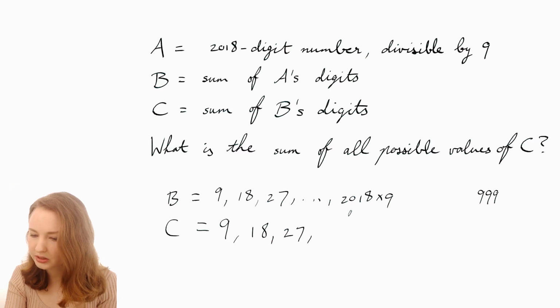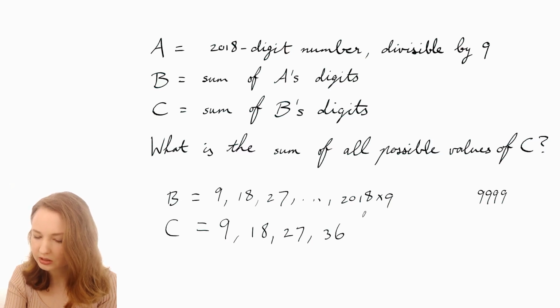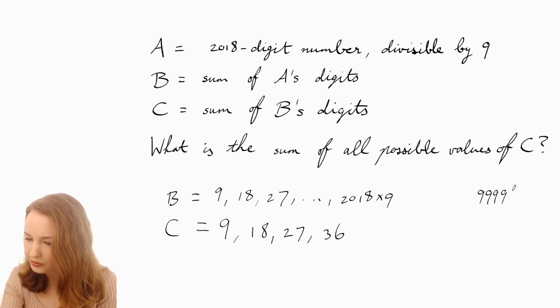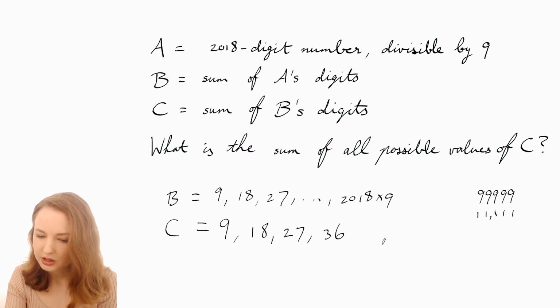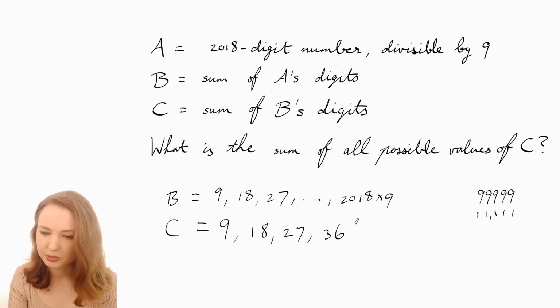Let's think about 36. So that would require something like 9999, which is 1111 times 9. So that's okay, that's still within that range. So we can get 36. But to get 45, you'd need like 5 9s, and that number times 9 isn't in the range. I don't think there's any way you can get 45 for C. So it's just those 4 possibilities.